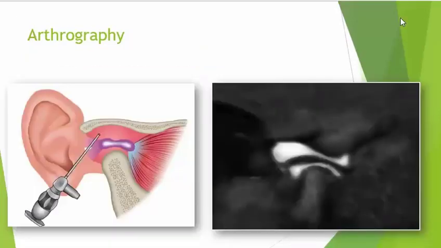Arthrography. This is an imaging modality used for diagnosis of TMJ disorders. Arthrography involves injection of a radiopaque contrast material into the joint space. The joint space can then be visualized lying between the layers of the contrast material. Arthrography provides information regarding the soft tissue component, specifically the shape and position of the articular disc, as you can see here.